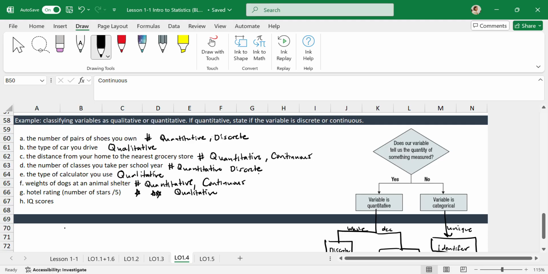And finally, IQ scores. That one's reported as a number, and usually IQ scores are reported as whole numbers. So because it would be a whole number, we would say it is discrete. So that's the last example. Most of them are numbers, but we do have some qualitative values in there as well.